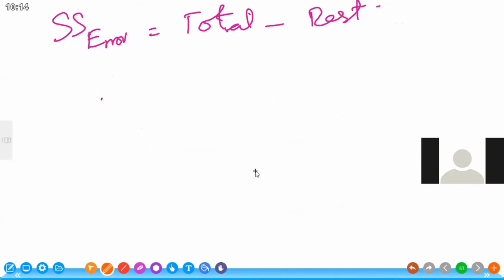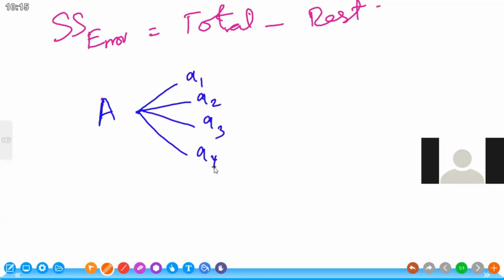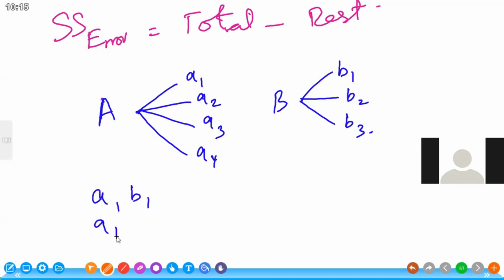No, in this example, let's say here we have factor A. Factor A has 4 levels, let's say A1, A2, A3, A4. In this example, factor B is the memory of the computer, B1, B2, B3, 3 levels. Now we have the combination of A1, B1, A1, B2. Now this is one treatment combination. We need to replicate this.